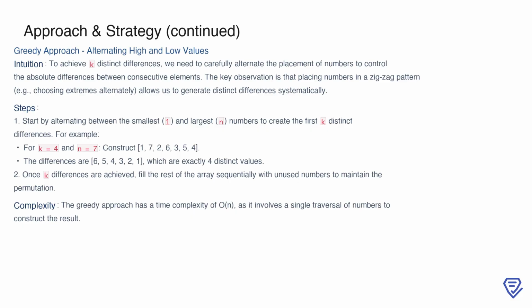Once we've created the first k differences, the remaining numbers can simply be added in sequential order to complete the permutation. This method is highly efficient, operating in O(n) time, as we only need a single traversal to construct the result.